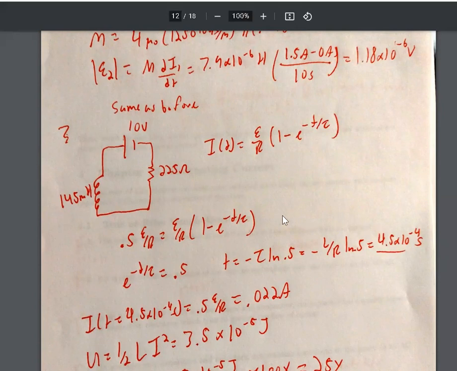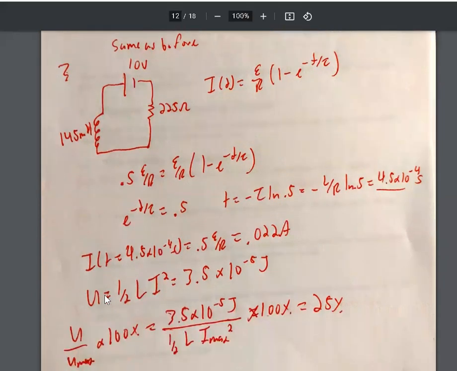Okay. Now, we want to know the energy at this time. The energy in an inductor is given by 1/2 the self-inductance times the current squared. So before we can calculate this, we need to know the current. We can either plug in the time that we just found into our formula here, or we can use the fact that it's half of its maximum value. So that's 0.5 times the EMF of our battery divided by the resistance. That gives us a current of 0.022 amps. So we plug that into our equation here, and it tells us that at this point in time, we have 3.5 times 10 to the minus 5 joules worth of energy.